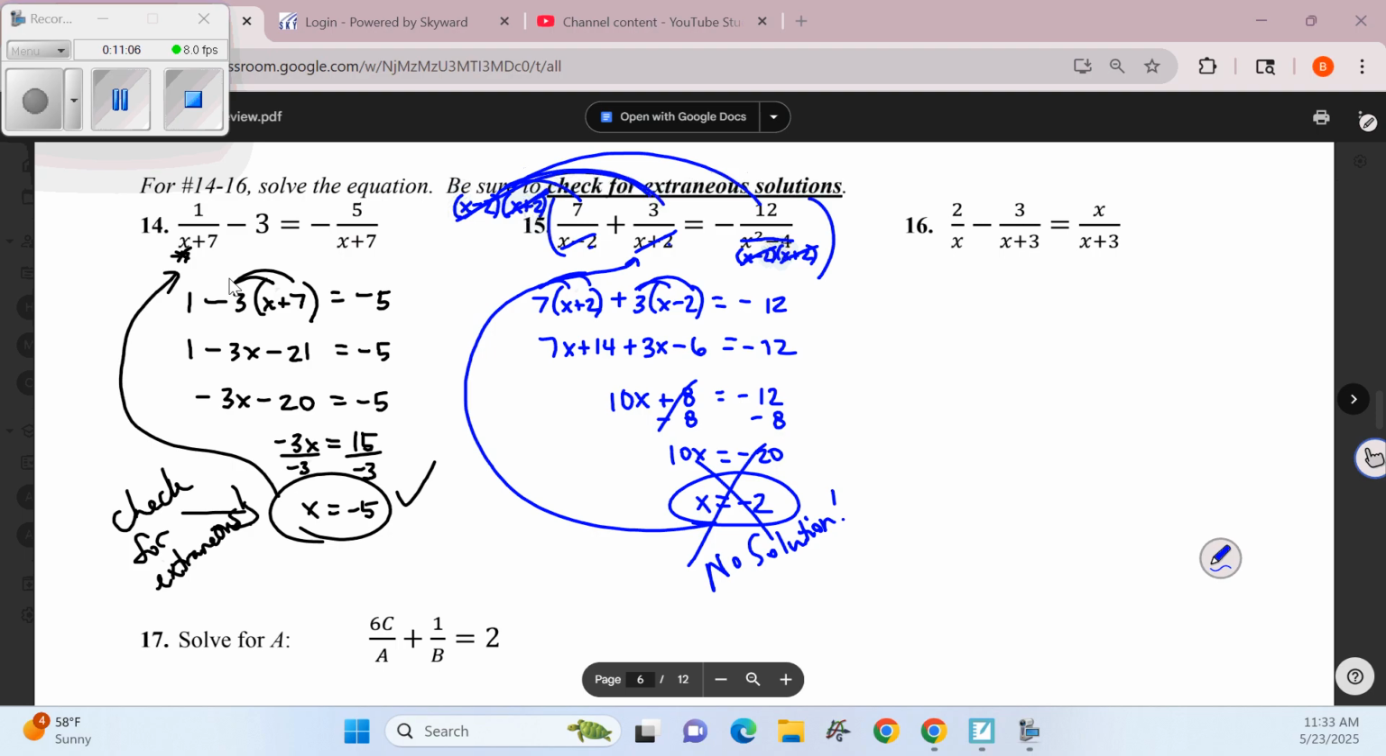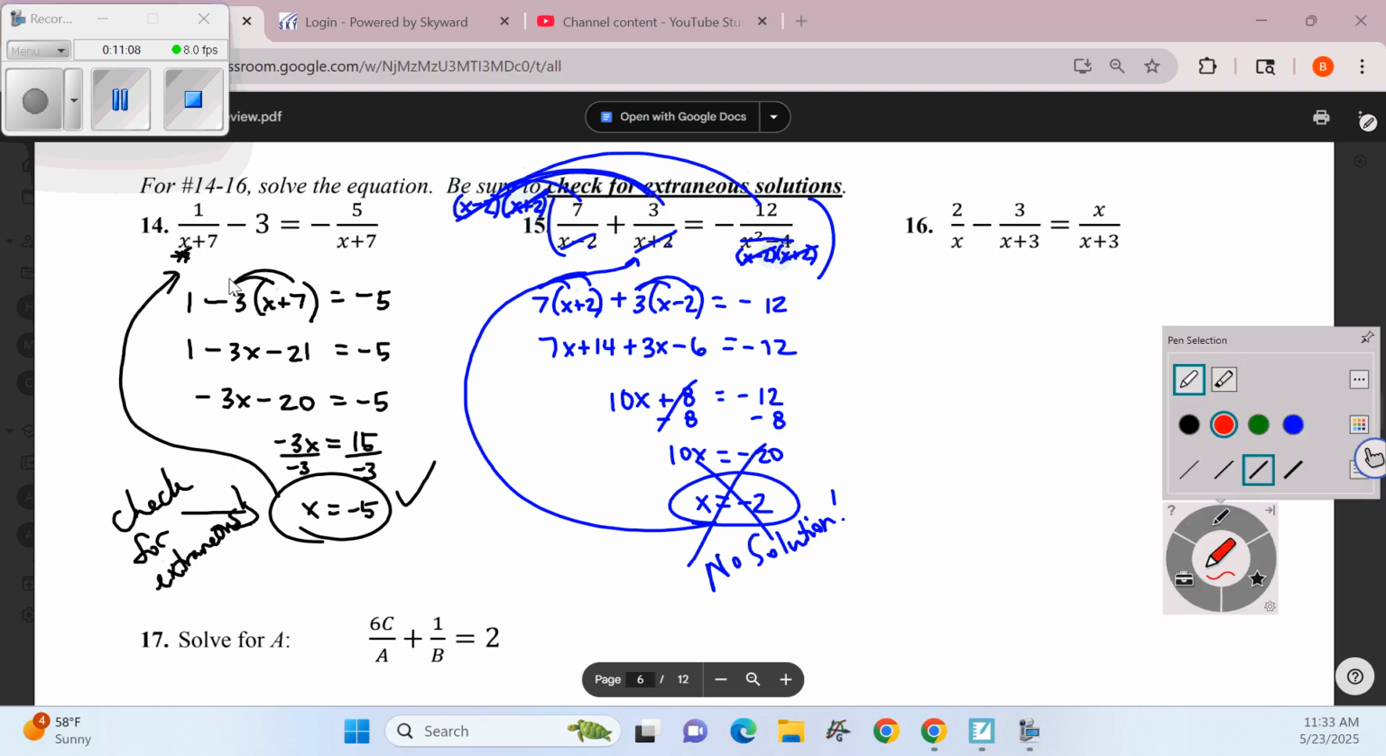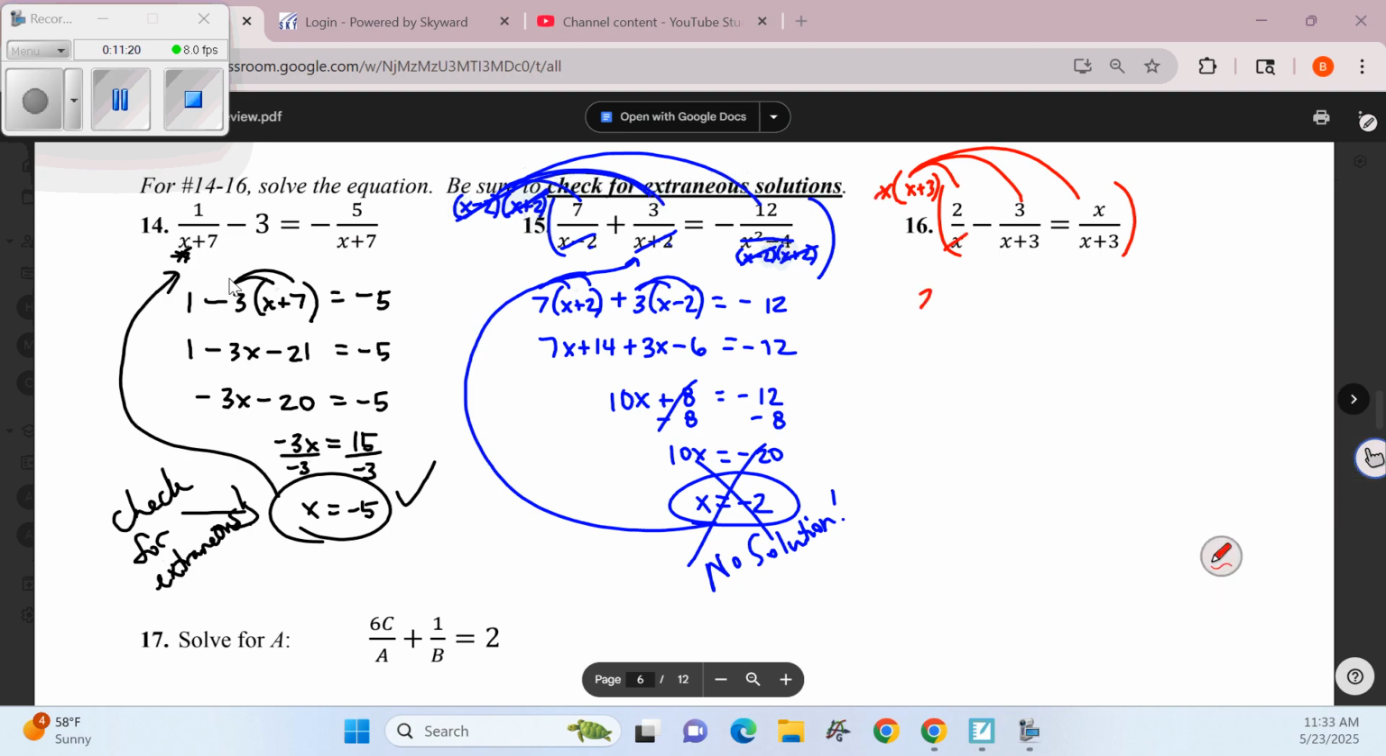In number 16, we would want to multiply the entire equation through. We're going to need an x to cancel that first denominator and an x plus 3 to cancel the next ones. So here those x's would cancel, leaving us with 2 times x plus 3. In the second fraction, the x plus 3's would cancel, leaving us with a minus 3x. And again, in that right-hand side of the equation, the x plus 3's cancel, leaving us with an x squared. So if we clean this up, we get 2x plus 6 when we distribute, minus 3x equals x squared.